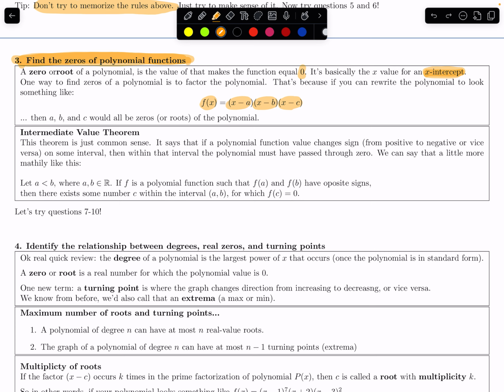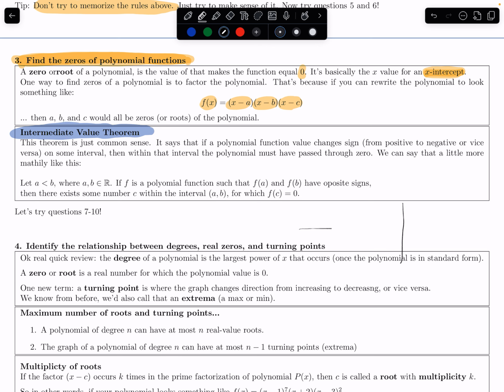Okay, now there's something else called the intermediate value theorem. This is going to show up in calculus too if you end up taking calculus later. Well, it's really just common sense. It has a kind of fancy name, but it's really just common sense. It says if a polynomial changes signs, either from positive to negative or negative to positive, then within that change, it must have passed through the 0 at some point, right? Let's just think about that.